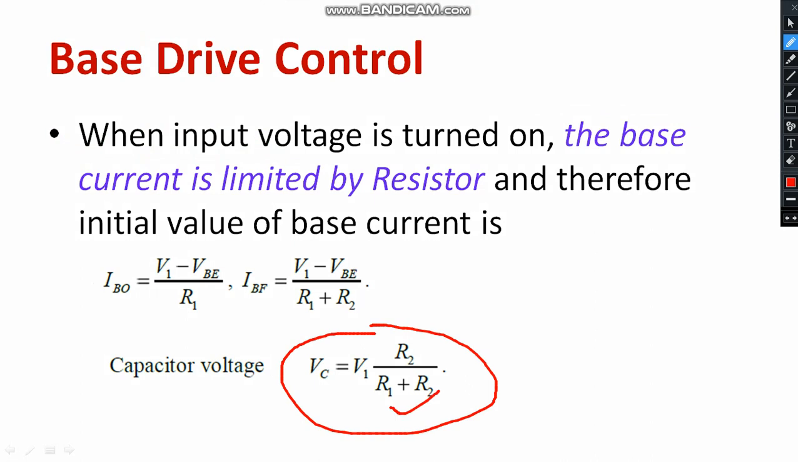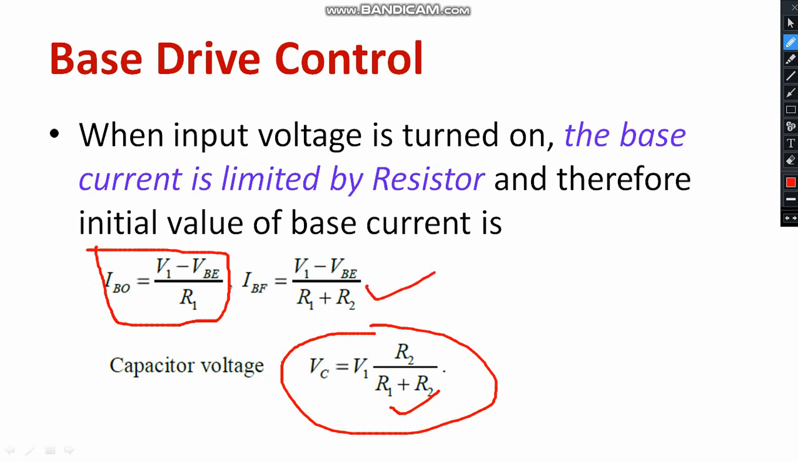Similarly, the base current can be computed using the formula: the voltage by base resistance. You have to consider two points. One is V1, another one is the voltage across the base, that means VBE, the base and emitter. So IB is nothing but V1 minus VBE by R1.